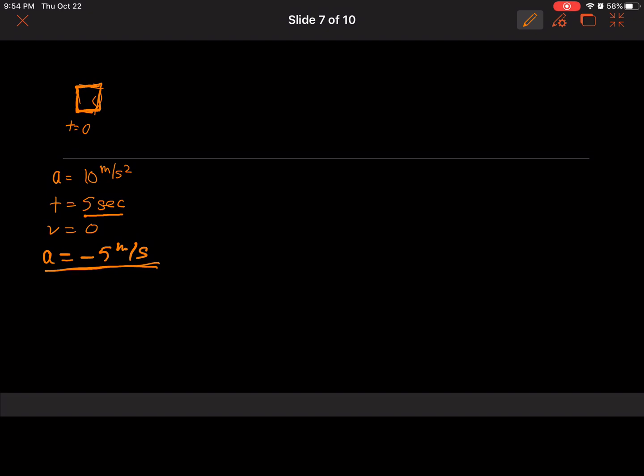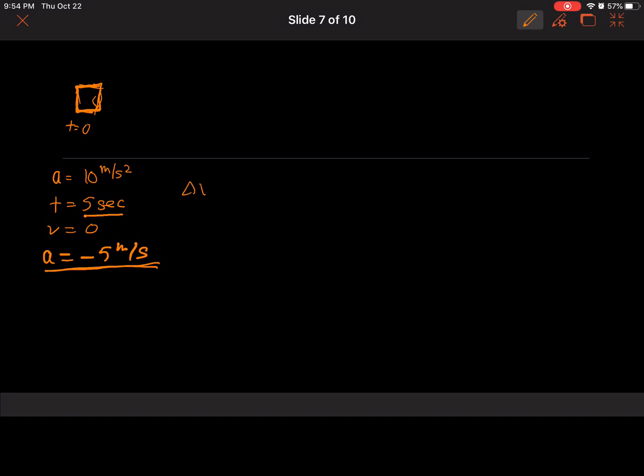After 5 seconds, at t equal to 5 seconds, it starts deaccelerating at a rate of negative 5 meters per second squared. Alright, so the question is how much distance does it travel in this acceleration and deacceleration? So we break it up into 2 parts. First, how much distance does it travel in the first part, when it's accelerating?